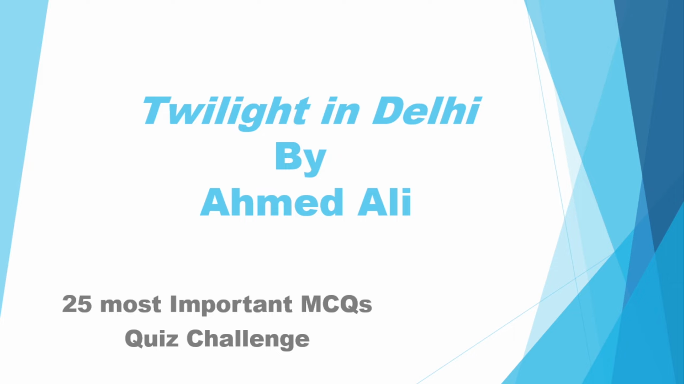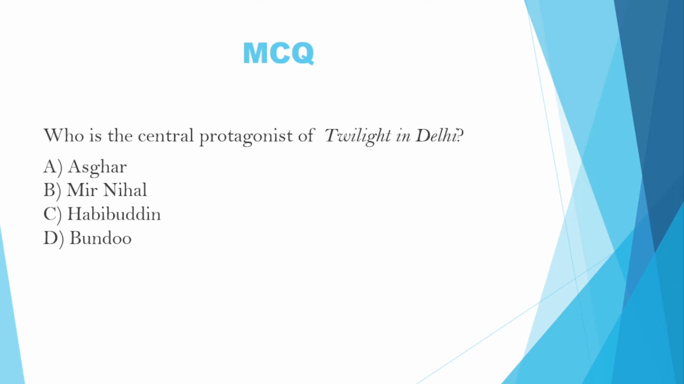So let's begin. First question is, who is the central protagonist of Twilight in Delhi? Option A Asghar, option B Mir Nihal, option C Habibuddin, option D Bundo. The correct answer is B Mir Nihal.